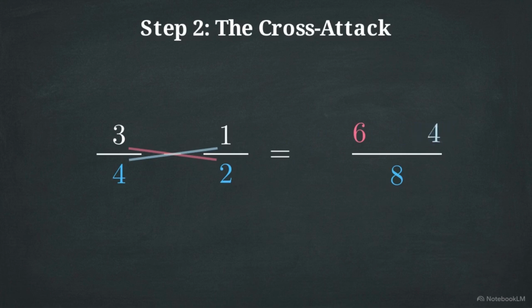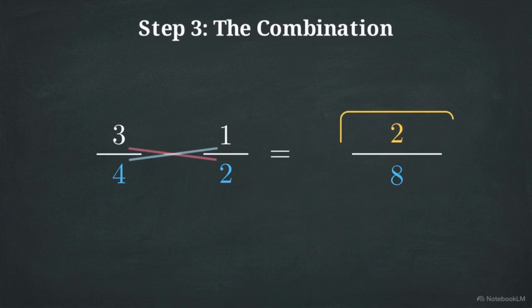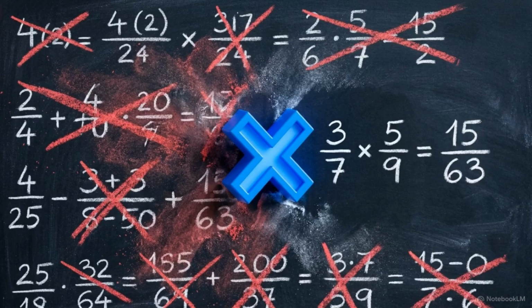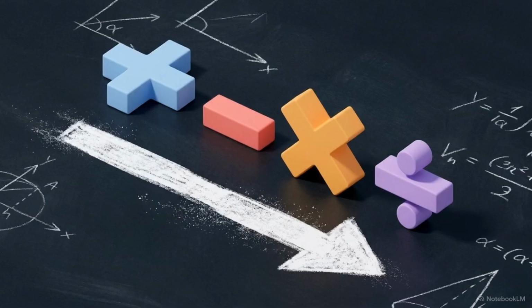The only difference is the final step. We subtract 6 minus 4 to get 2, leaving us with 2/8. This 3-step multiplication rhythm completely bypasses the need to search for common denominators. Since addition and subtraction follow this rule, multiplication and division become straightforward.